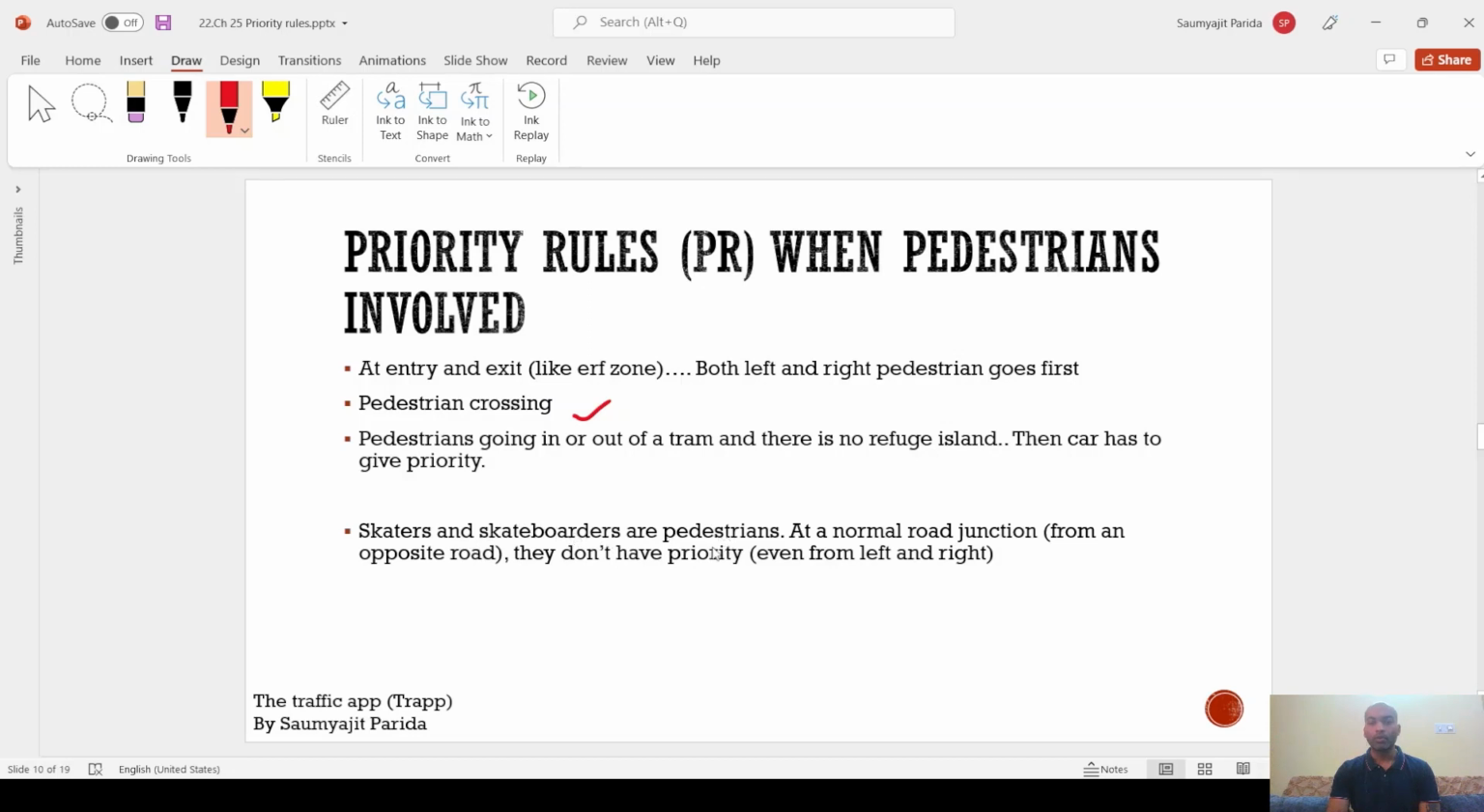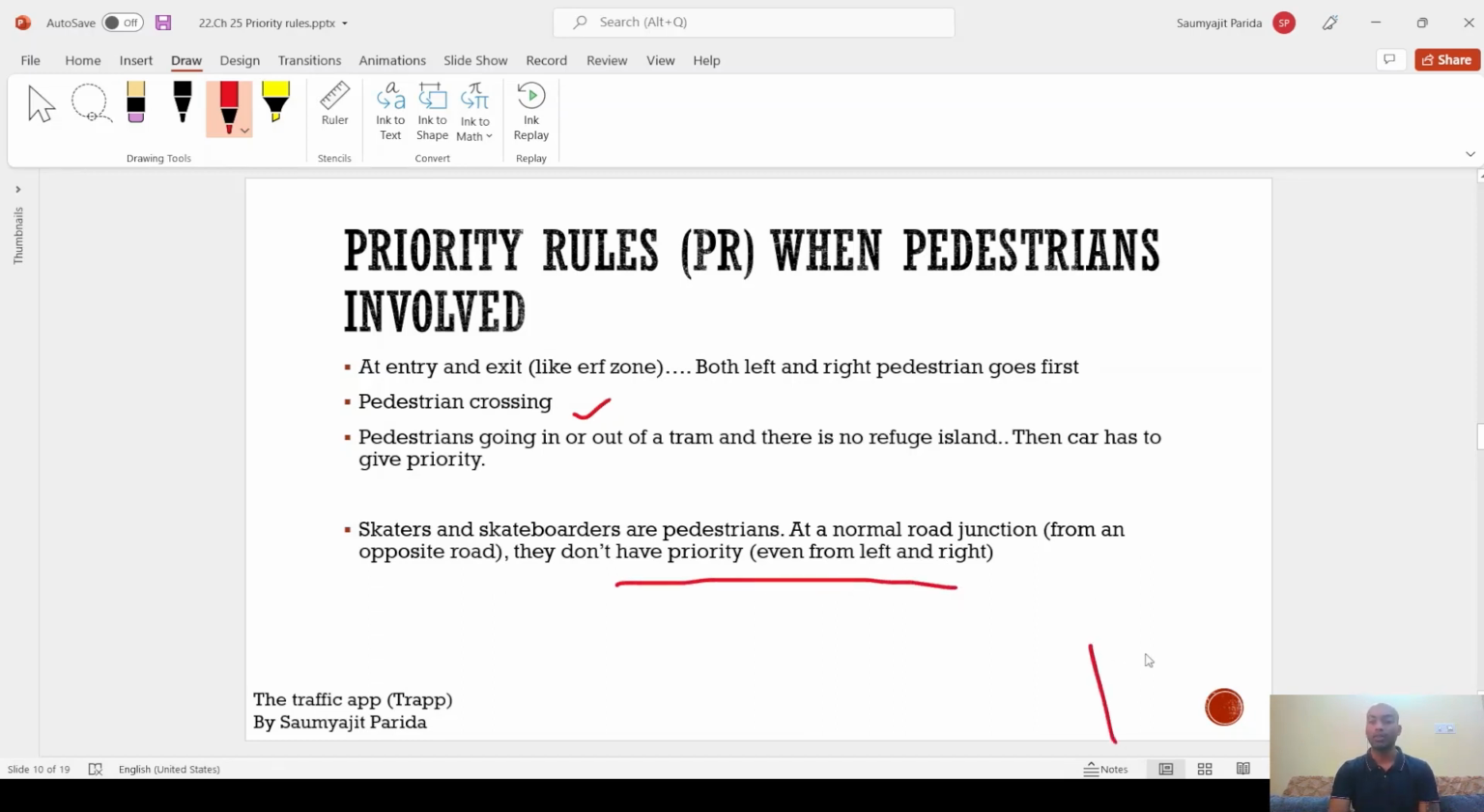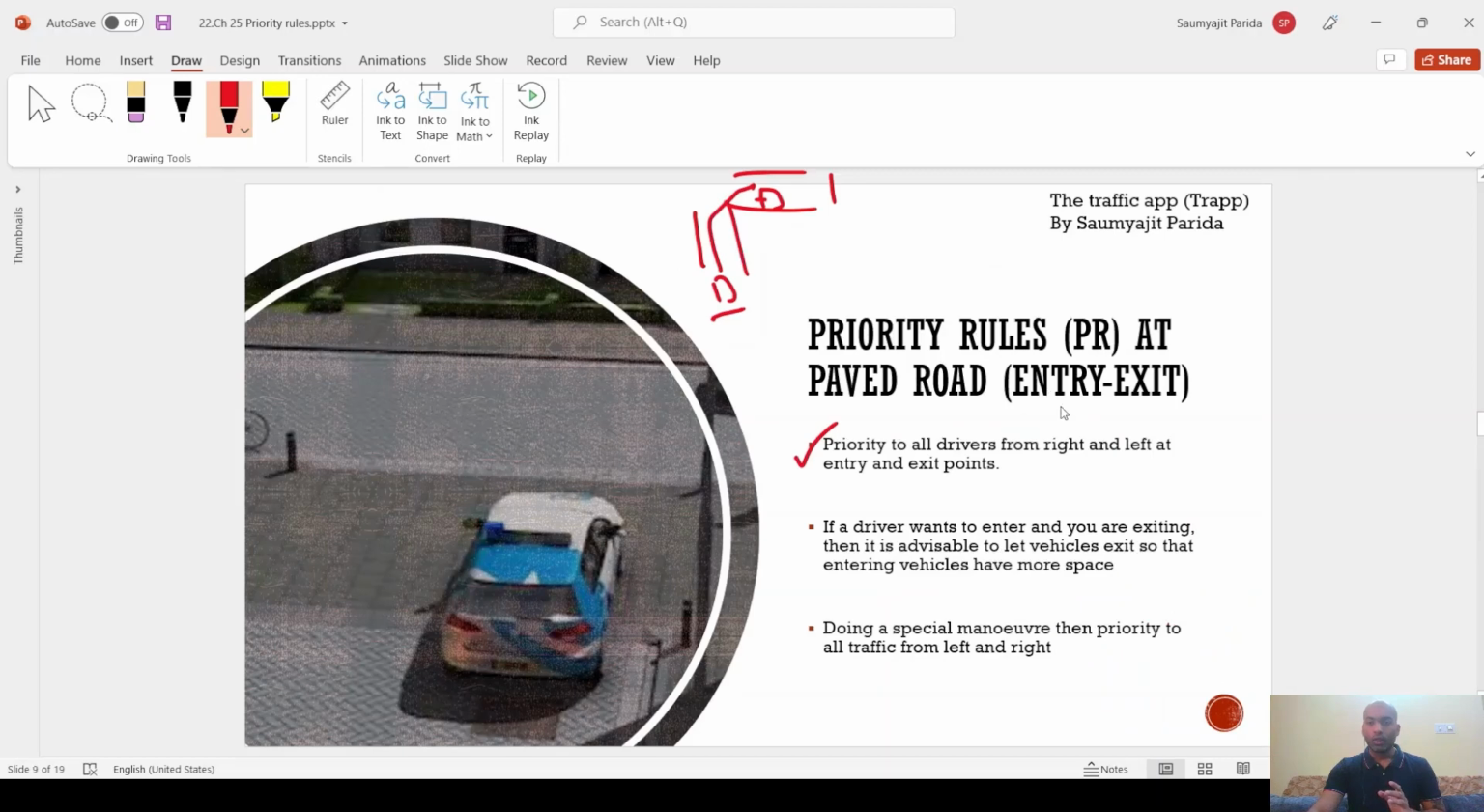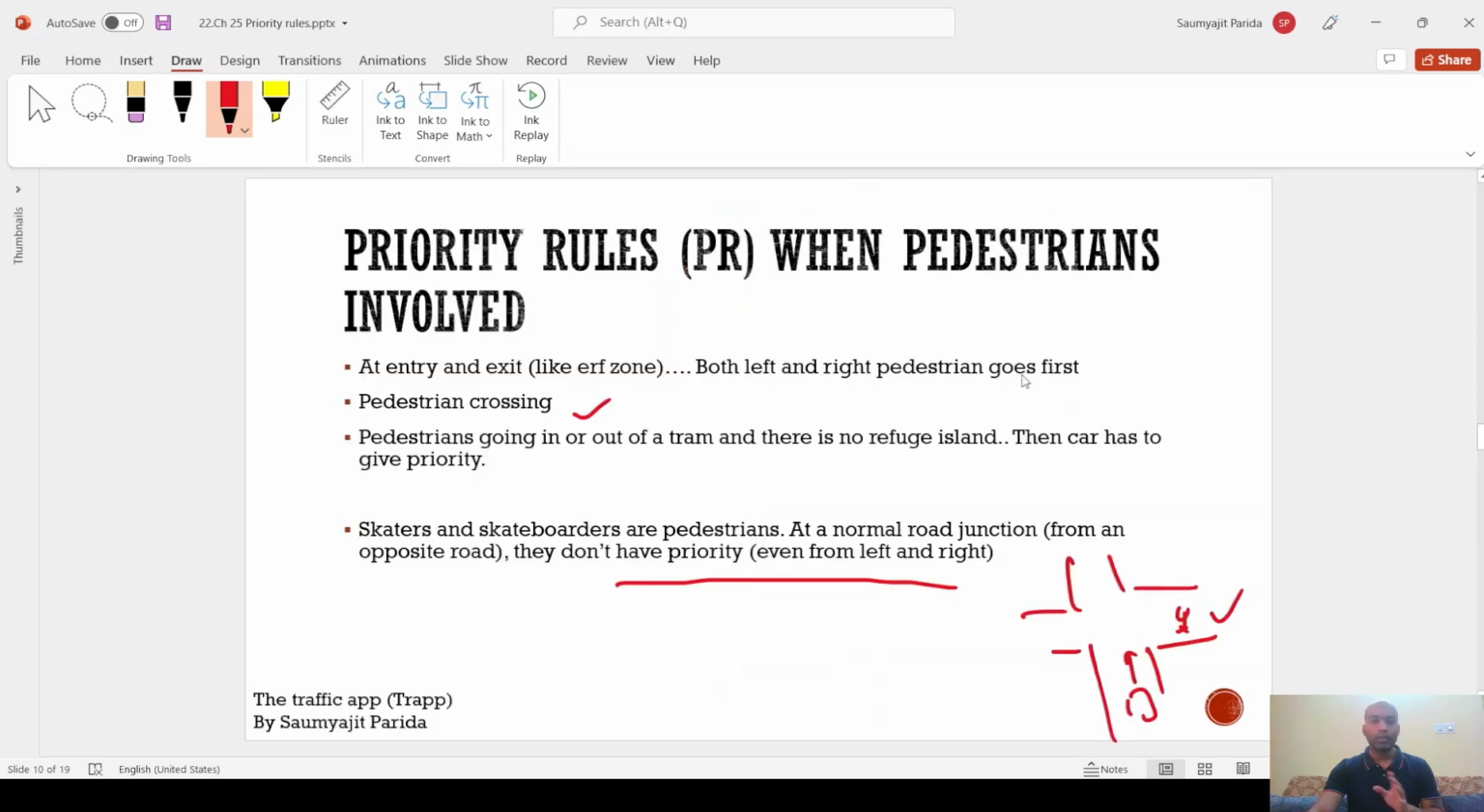Skaters and skateboarders are pedestrians. At normal road junctions, from an opposite road, they do not have priority, even from left and right. Means if this is a normal road junction, and a pedestrian or skateboarder is approaching, if my car is this, then this pedestrian does not have priority. Okay, so here we discussed entry and exit, and here we discussed the pedestrians.